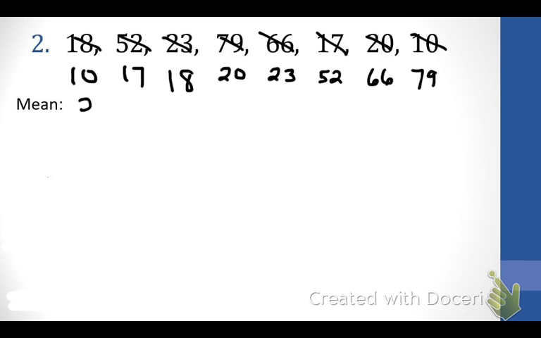285. Now I have to divide that by what number? 8. How'd you figure out I needed to divide it by 8? Because there were 8 numbers in our data set in the original problem. Now plug that into your calculator, 285 divided by 8, to help you figure out what the mean is. Gabby, what'd you get?